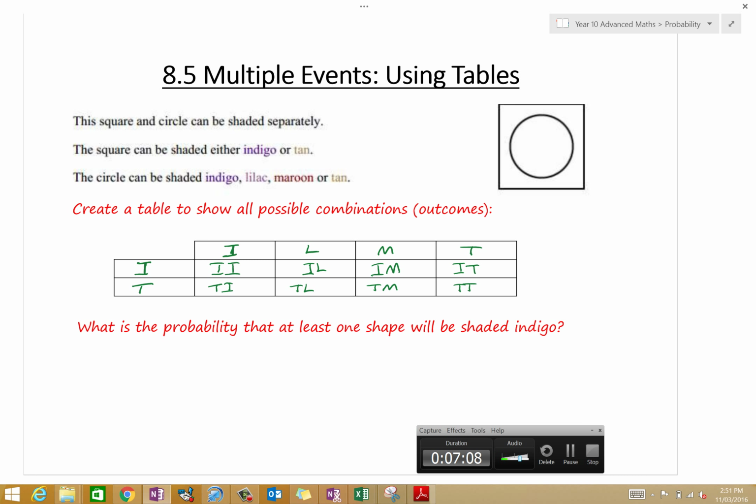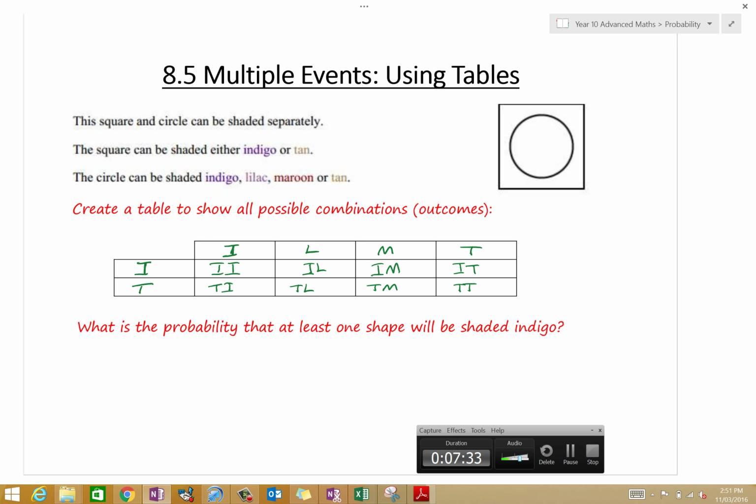So there's going to be two separate tables, one with and one without replacement. The question is, what is the probability that at least one shape will be shaded indigo? How many outcomes do we have? 8 outcomes. By using a table, and you don't have to do this, but in your test you might be asked to use a two-way table. If you're asked to do a two-way table, please do so.